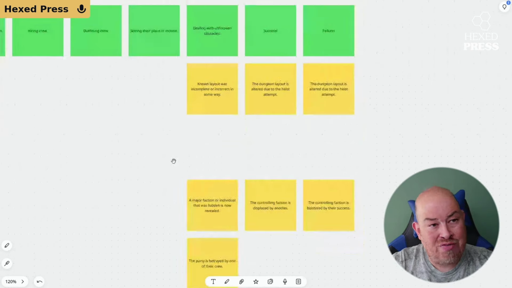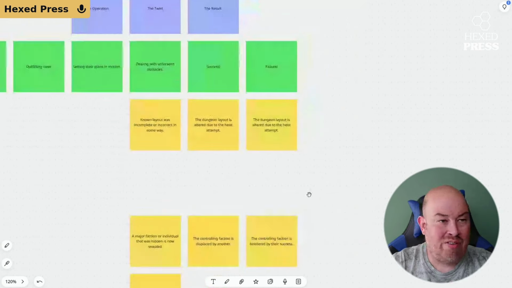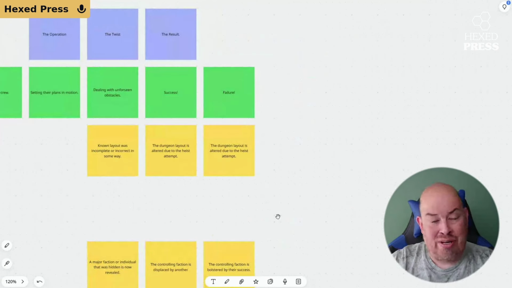And then, of course, it's just fun to see what happens when they deal with all this stuff going in, the heist, the twist, all of that, right? And at the end, we get to the result of the heist. And this is kind of your aftermath period.